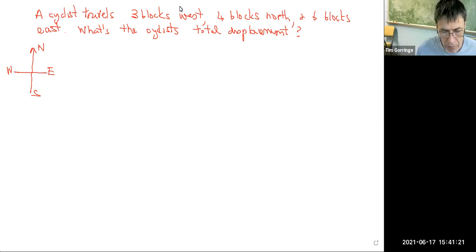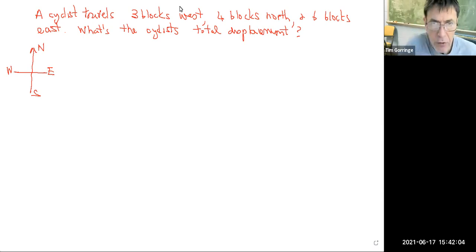So in this particular problem, we're told that a cyclist travels firstly three blocks west. Then she travels 4 blocks north. And then finally, she travels 6 blocks east. And the question is, what is the total displacement vector from the addition of those 3 stages of her trip? The 3 blocks west, the 4 blocks north, and the 6 blocks east.